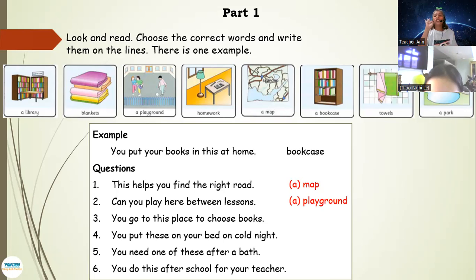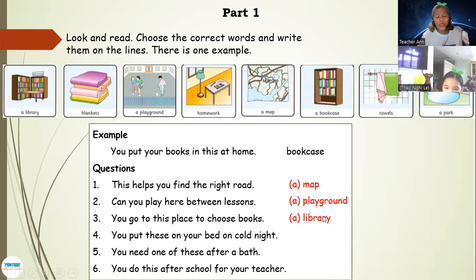Three, please read. Number three is library. Can you please read number three? You go to this place to choose books. Library. Okay, it's library.